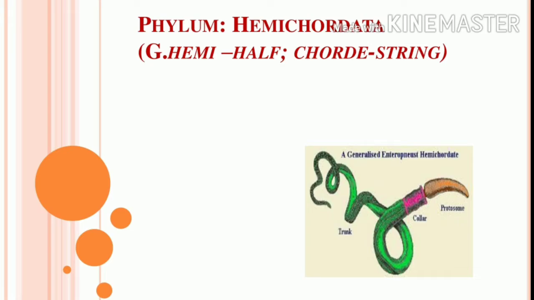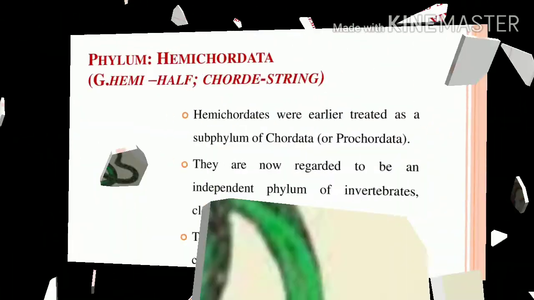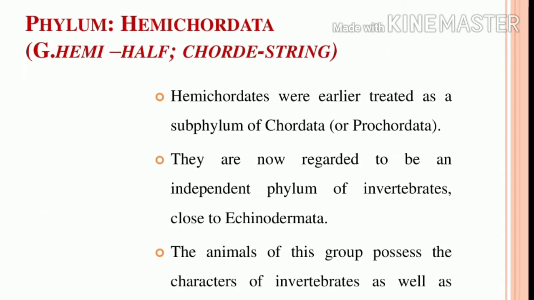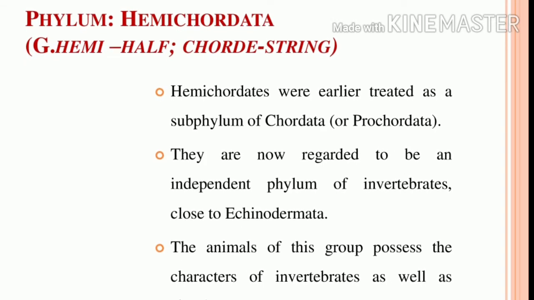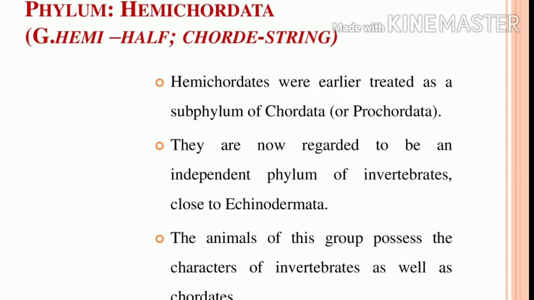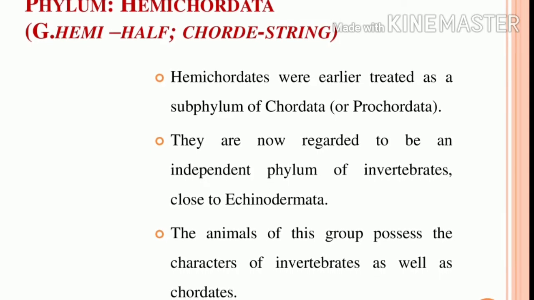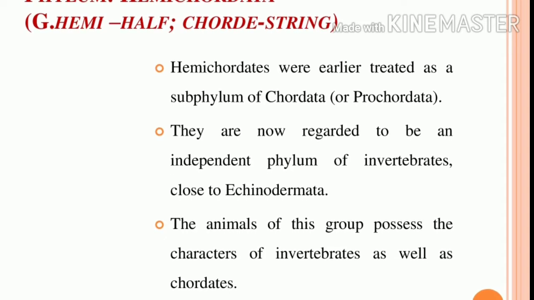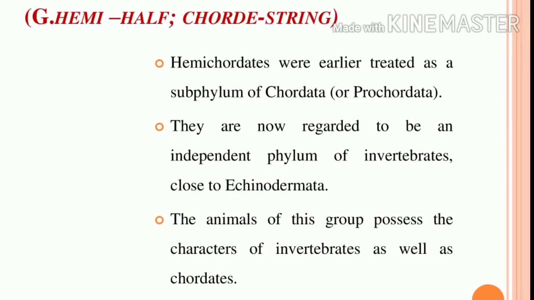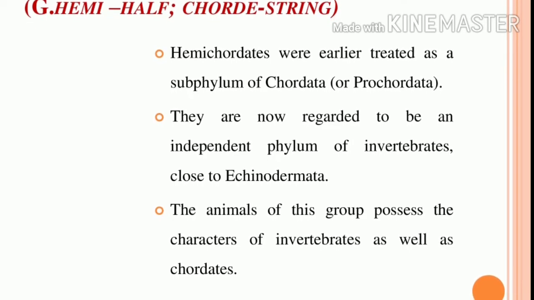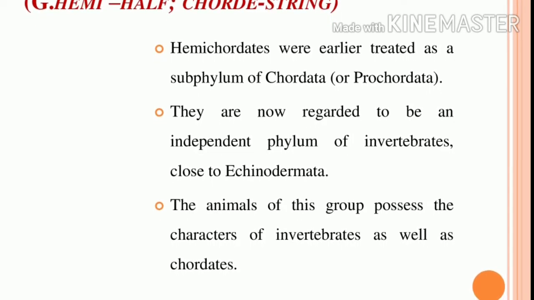Can you understand? Okay. Hemichordata was earlier considered a subphylum of Chordata or Prochordata, but is now regarded as an independent phylum of invertebrates. Its characters closely resemble the Echinodermata, so it is considered an invertebrate. But these animals possess characters of invertebrates as well as chordates. So this is the intro about the hemichordates.